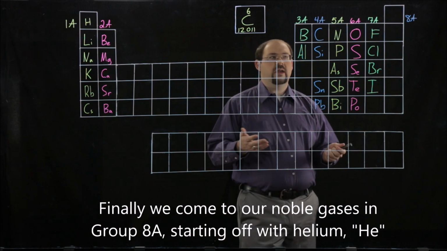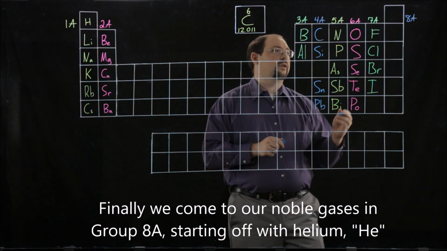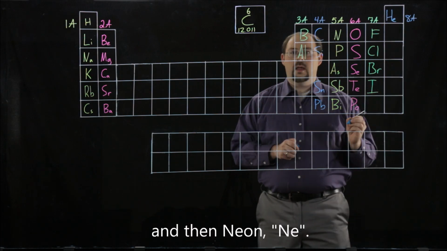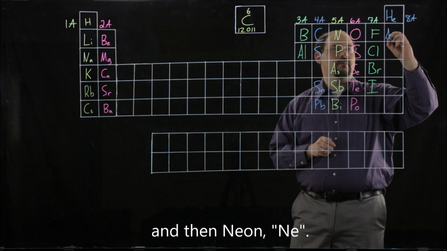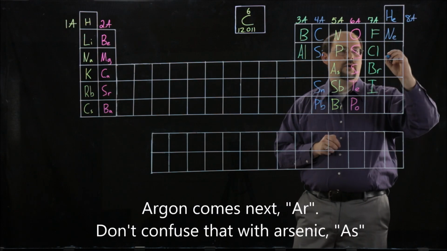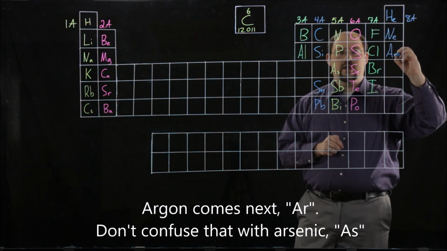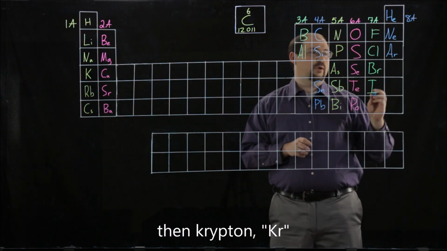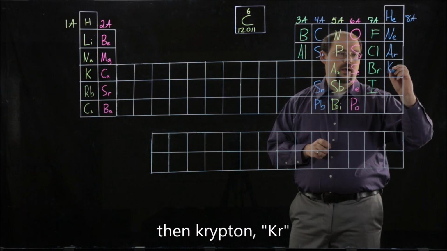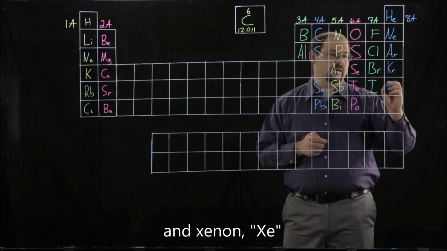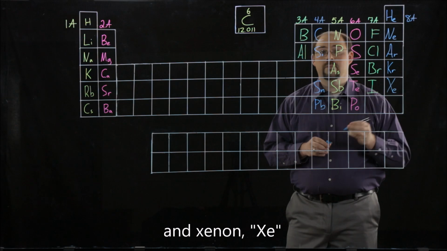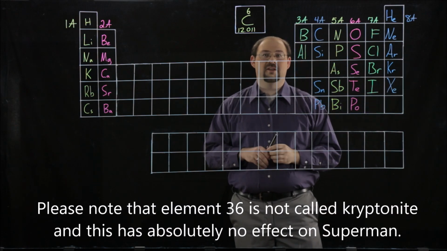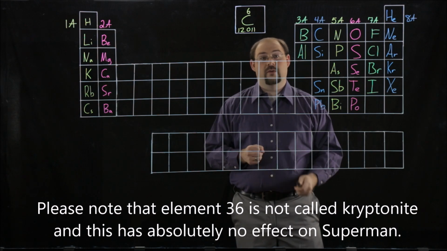Finally, we come to our noble gases in group 8A, starting off with helium, He, and then neon, Ne. Argon comes next, Ar. Don't confuse that with arsenic, As. And then krypton, Kr, and xenon, Xe. Please note that element 36 is not called kryptonite, and this has absolutely no effect on Superman.